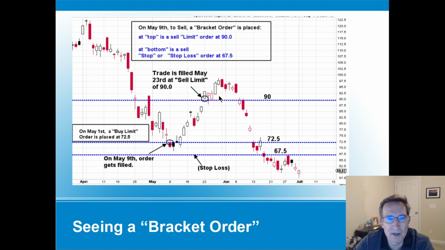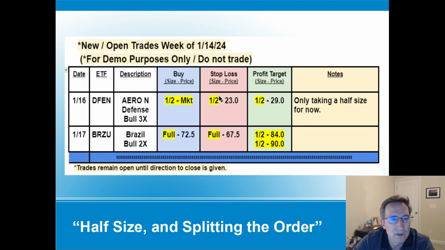And we already talked about how to enter one. On the website, you'll see something that looks probably more like this. The top one is the date of the order. In this case, the ETF is DFEN, for Aerospace Defense Bull, 3 times leveraged. And in this instance, I just put half all the way across. That just means if you bought 50 shares instead of 100 shares, for example, a half size order, then your stop loss would be for that same amount, 50 shares, and your profit target would be for 50 shares.